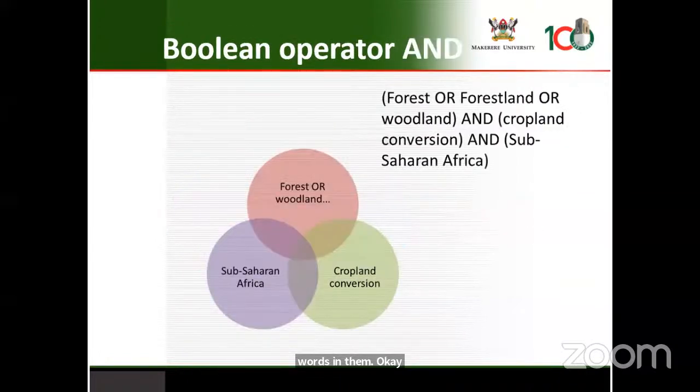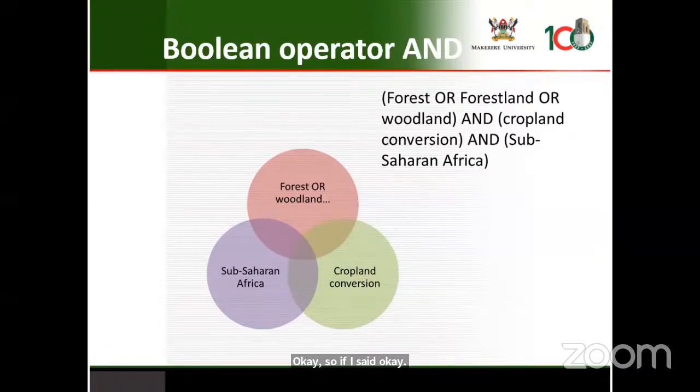So let's look at the next one, which is Boolean operator and. Now, Boolean operator and is used to combine different concepts. When I say concepts, I can give an example: management of malaria in children in sub-Saharan Africa. So what are the keywords there? Malaria, children, management, sub-Saharan Africa.